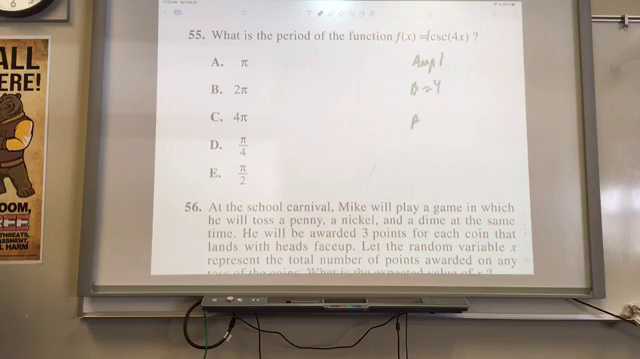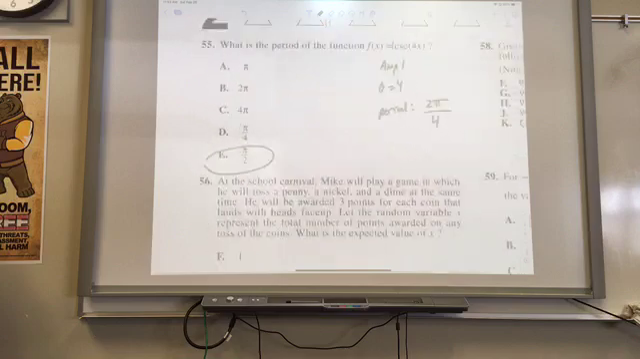B is 4, so what's the period? 2 pi over b. Exactly. So now you see that? That's a super fast question. You guys do that very quickly, but it's a matter of, can you get to these in enough time, right?